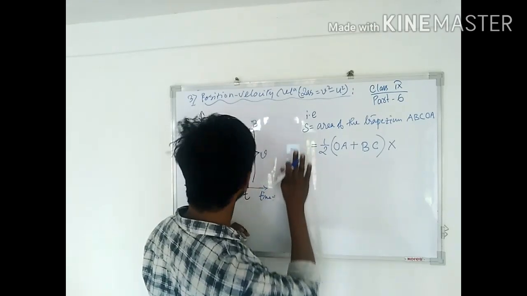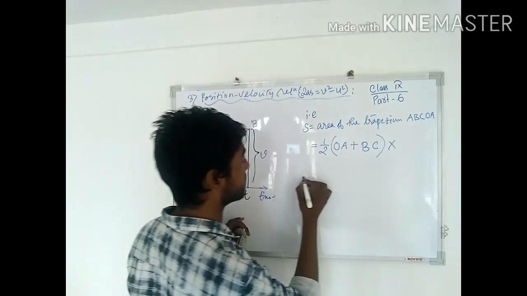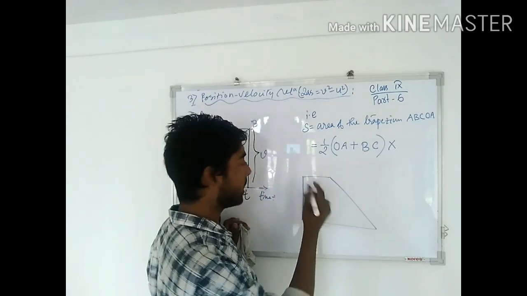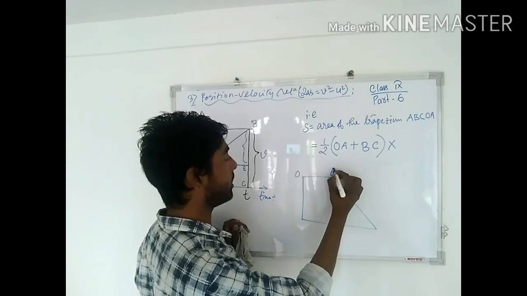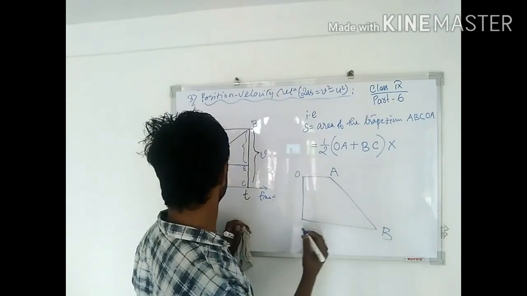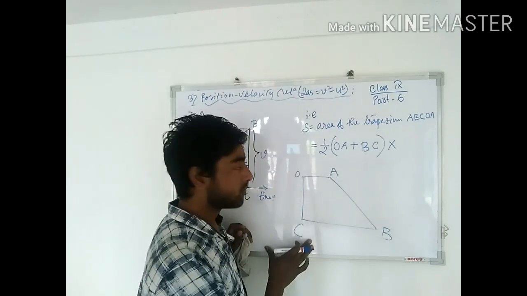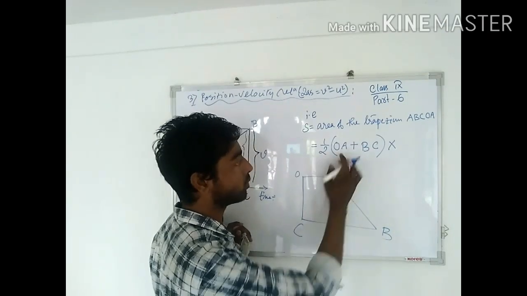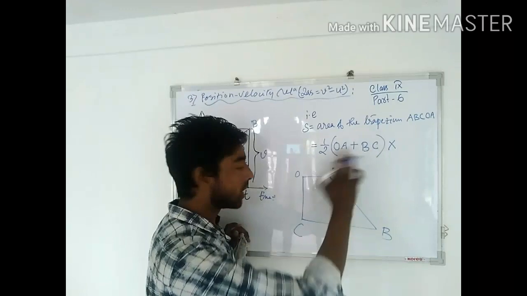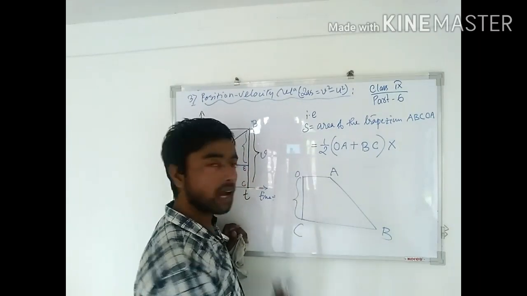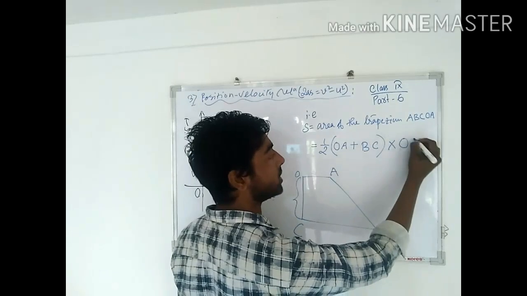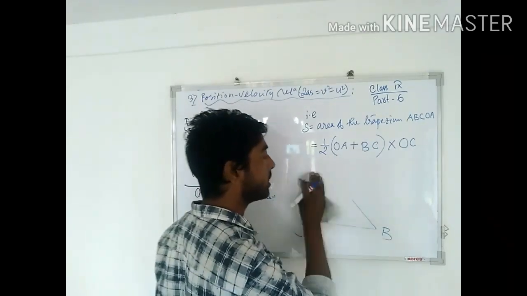Wait a minute, if I write like this, it will be like this. So this is the trapezium. Okay, in this, this is O, and this is A, B, C. So OA plus BC, sum of the parallel sides, and how much is the height? It is OC, right? Height of the trapezium is OC. So we have written OC here. Done. So this is the formula.